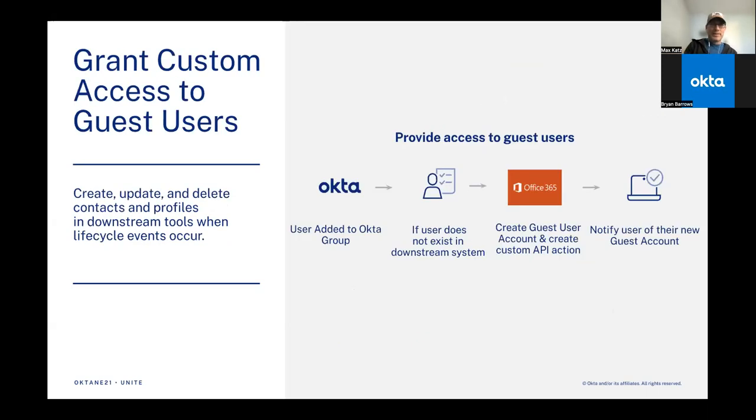And I think the last example here is that you can give access to guest users. So again, a user was added to your organization, you check if the user exists or not, and then you can, for example, create an account in Office 365. There could be a lot of other systems that Workflows support out of the box. And also, if there is no connection available out of the box, you can connect to any external system via an external API. So that's also possible. And then you notify them that the account was created.